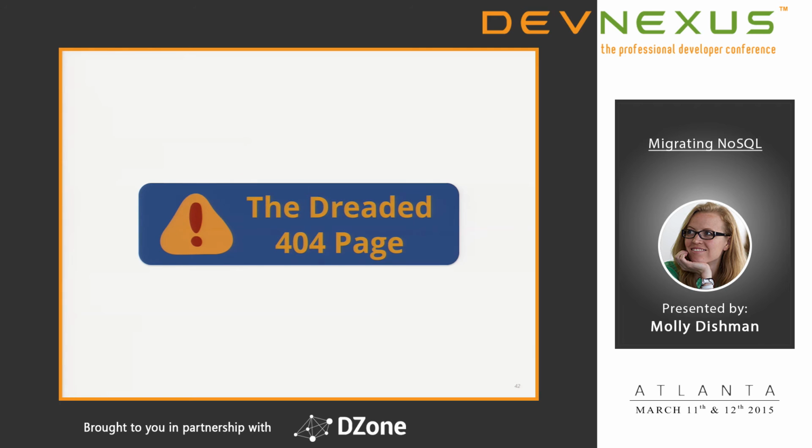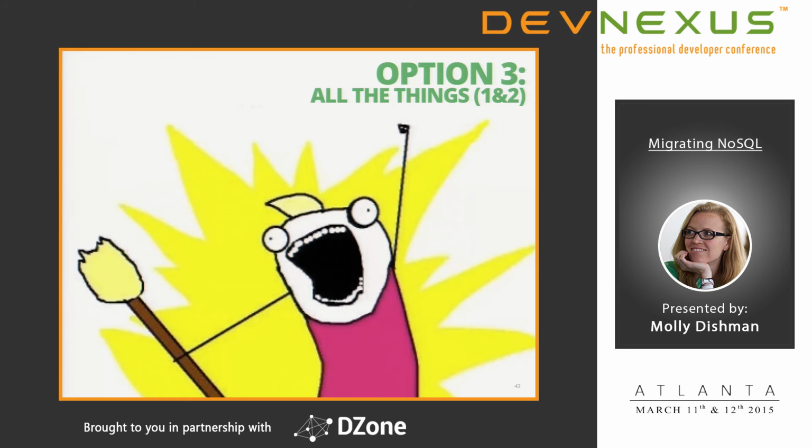Okay, I'm doing okay on time, but the third option is all the things. Originally, when I did this talk, I didn't actually have this as an option, and I talked through it with someone in the audience the first time I gave this, and they said this is actually how they did things. And I wanted to include it because it's true.